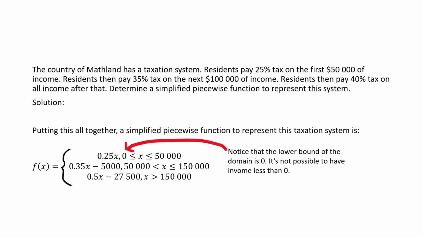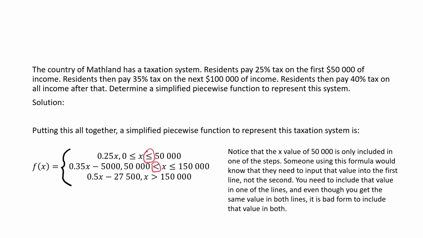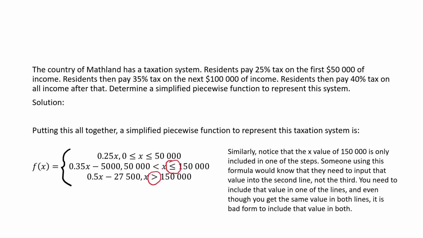Now, notice the lower bound of the domain is 0. It's not possible to have income less than 0. Also notice that the x value of 50,000 is only included in one of the steps. Someone using this formula needs to know which step to go to. So you can't put 50,000 in both the first and second step. You need to include that value in one of the lines, but you don't include it in both. And similarly, the value of 150,000, you want it to be in one of the steps, but not both.